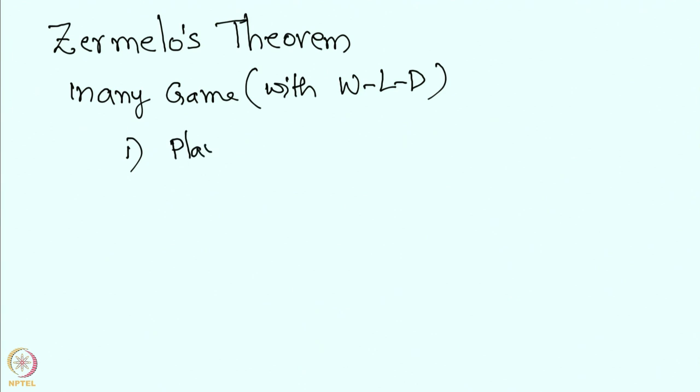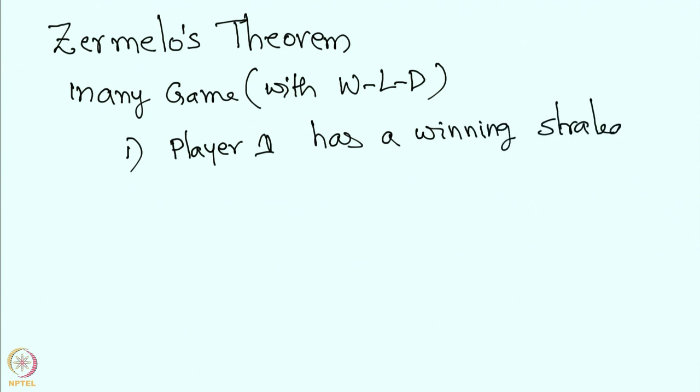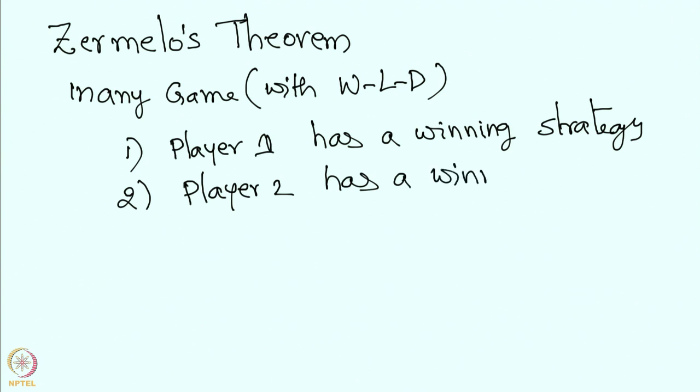player 1 has a winning strategy, or player 2 has a winning strategy, or the game ends in a draw.